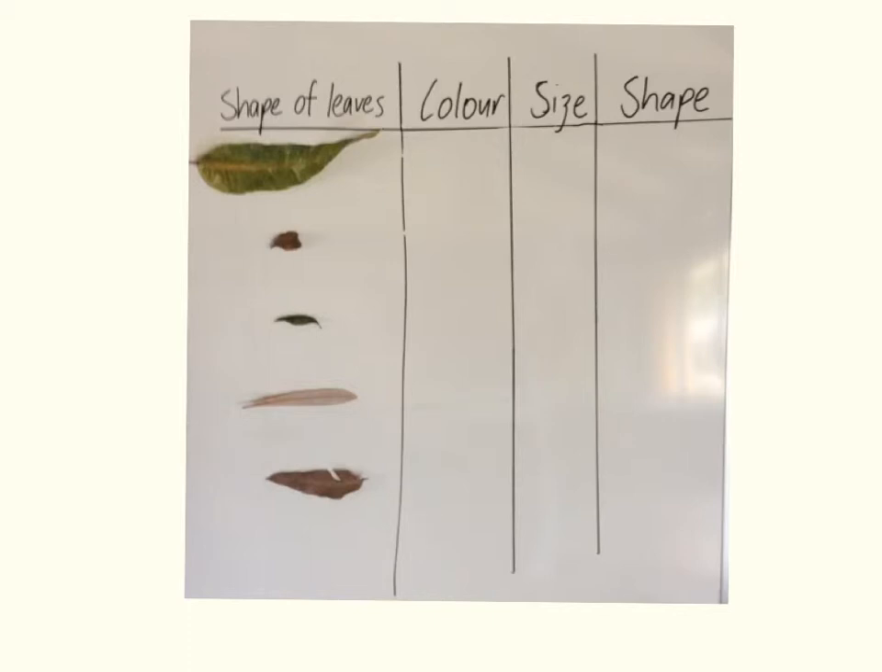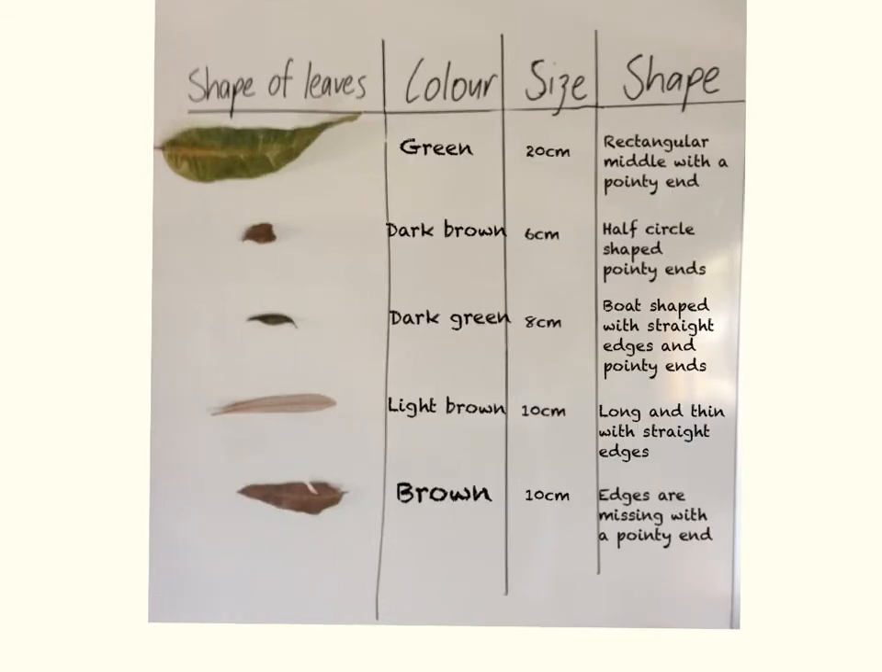Okay? I am going to go and see if your answers were the same as mine after you go and do that. Off you go. Here on the screen, you can see that I have filled in each of those columns in the graph there. We can see now that the colour of the first leaf here is green. And I said it's about 20 centimetres in size. And the shape, it's got a rectangular middle with a pointy end.